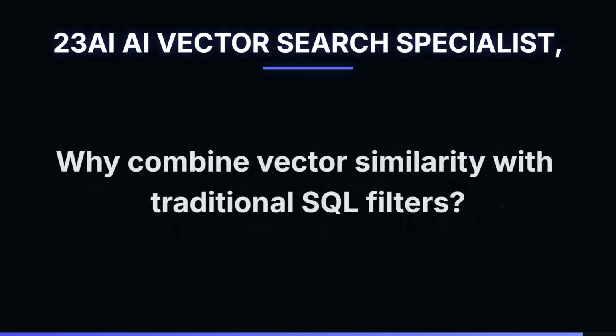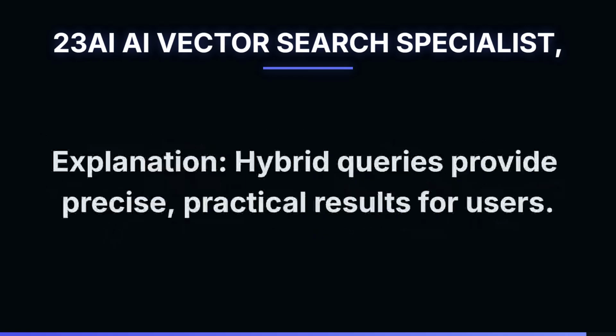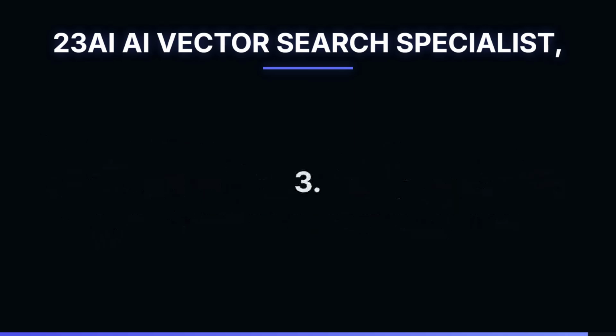2. Why combine vector similarity with traditional SQL filters? Combining both narrows results to relevant items within business constraints. Hybrid queries provide precise, practical results for users.